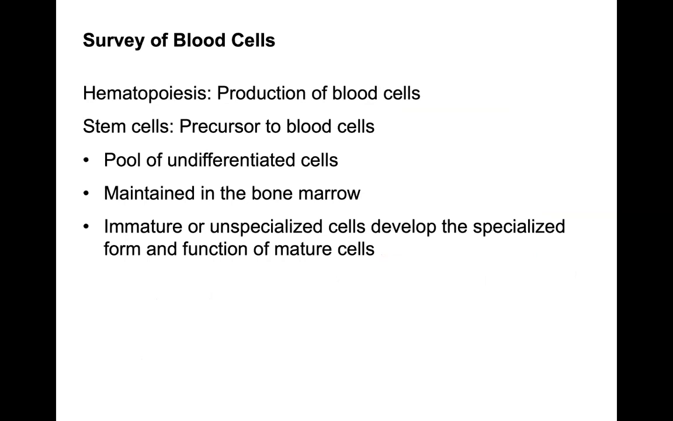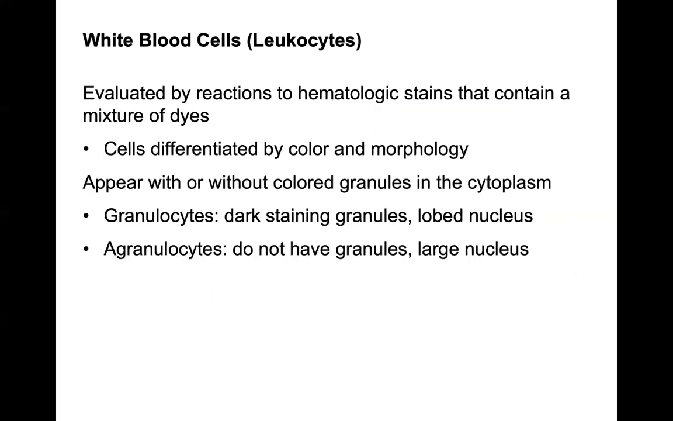The process of the production of blood cells, which would include both red blood cells and white blood cells, is called hematopoiesis. Stem cells, which are the precursors to blood cells, you have a pool of undifferentiated cells. These are maintained within the bone marrow. They are immature and unspecialized cells that develop into specialized form and function into mature cells.